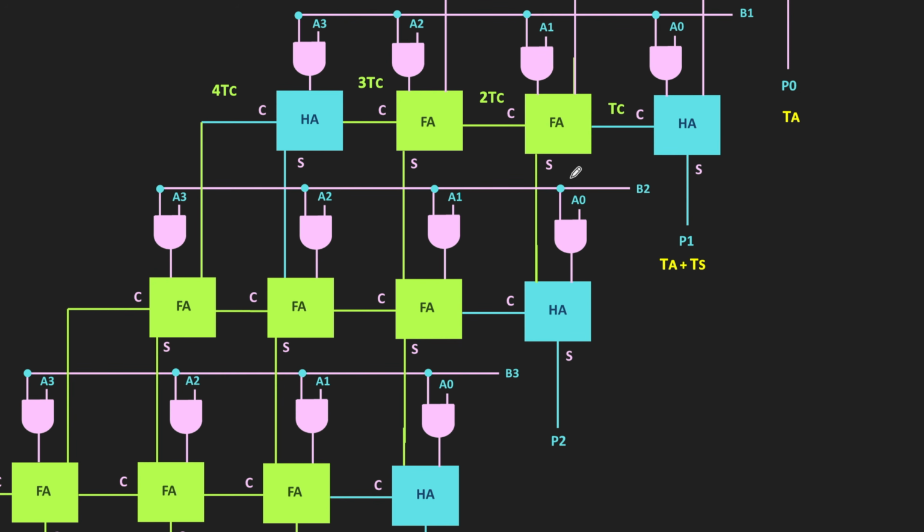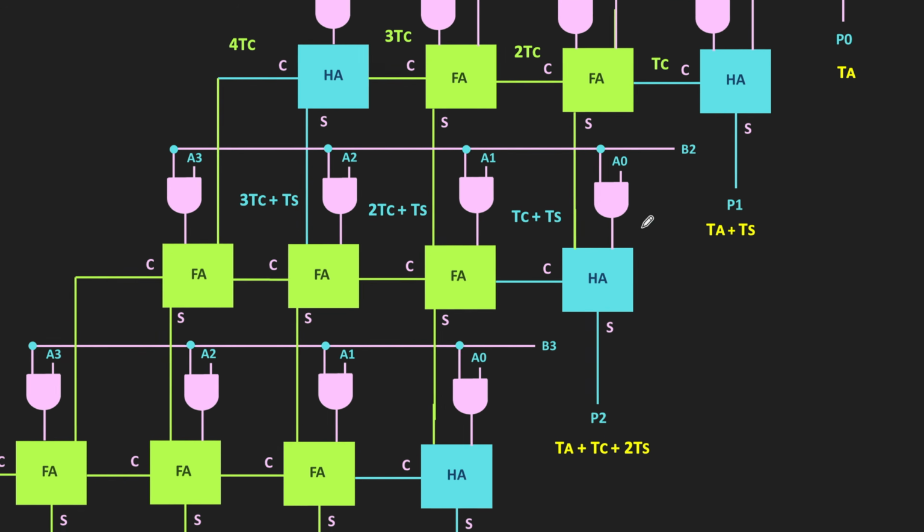Similarly, in the same row, let us see when the sum output of each adder is available. For this full adder, since the carry from the previous stage is available after the delay of TC, it can generate its sum output after the delay of TC plus TS. Likewise, the sum output of the next full adder will be available after the delay of 2TC plus TS. And likewise, the sum output of this half adder will be available after the delay of 3TC plus TS.